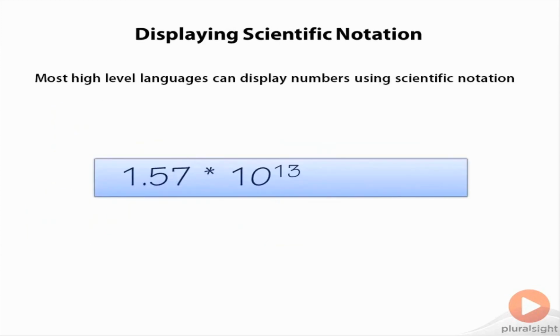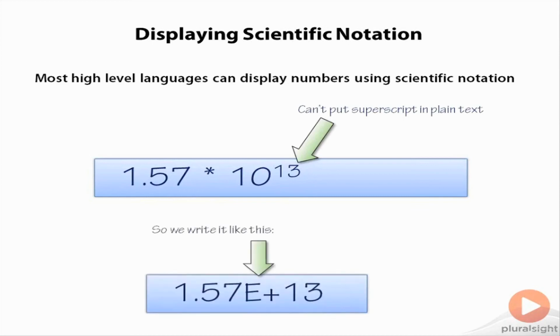Exponential form is actually so important that most high-level languages will build in an ability to display numbers using it. However, there is a twist. You can't put superscripts into unformatted text. So to work around that, the usual way is to write an E and then put the exponent and the plus or minus sign to say whether the exponent is plus or minus after the E. So in that way, the GDP of America would look like this, 1.57 E plus 13.